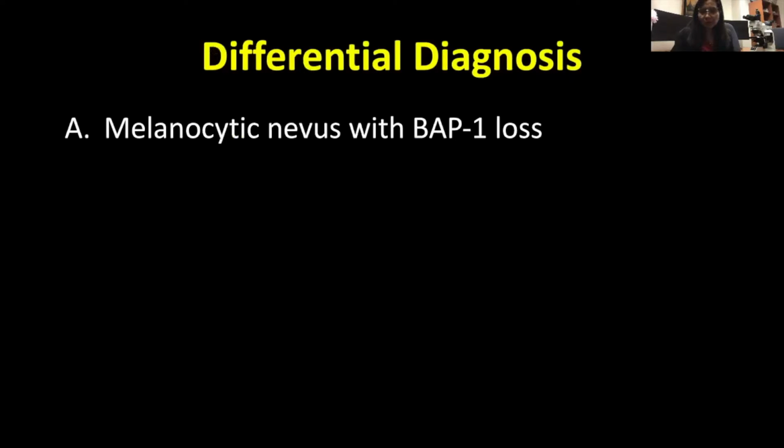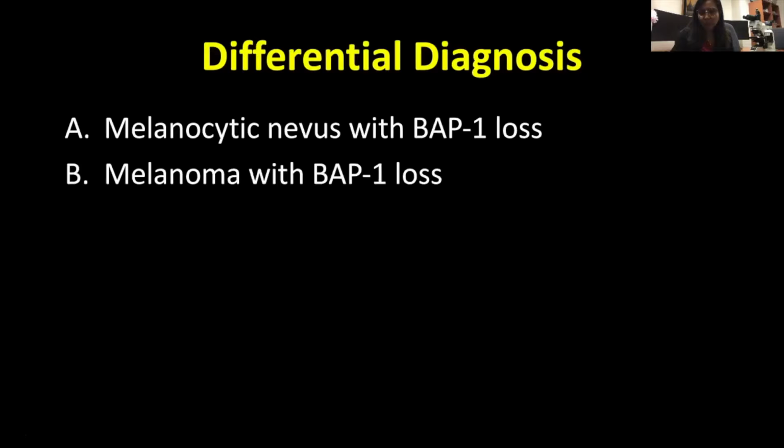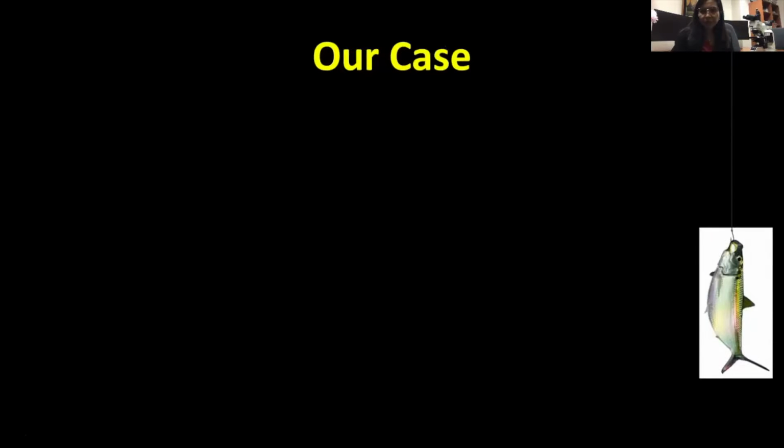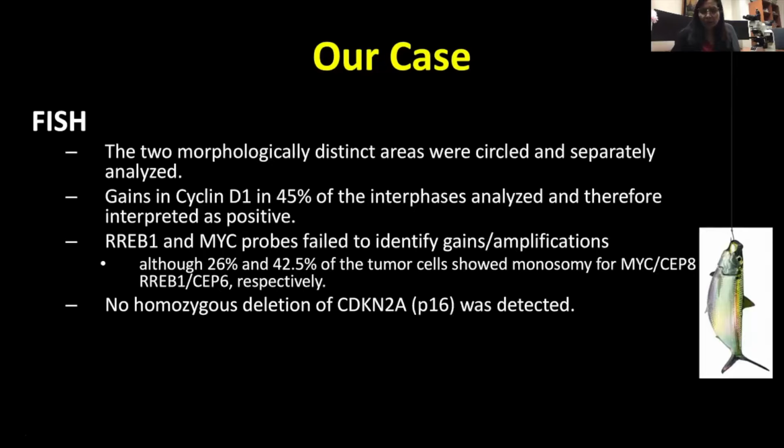So the differential diagnosis is the melanocytic nevus with BAP1 loss, as we saw in the previous case, or this is the melanoma with BAP1 loss, or this is the melanoma arising in association with nevus and BAP1 loss. So we did FISH, and we divided the two morphologically distinct areas, and we found that this epithelioid area shows gain in cyclin D1, therefore interpreted as positive. And RREB1 and MYB are negative, basically, and also p16 is also negative.